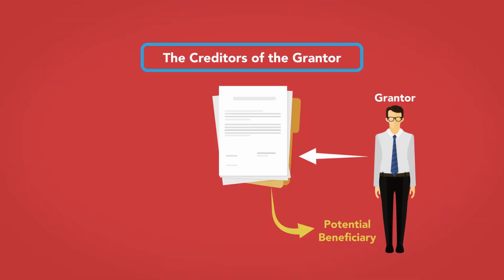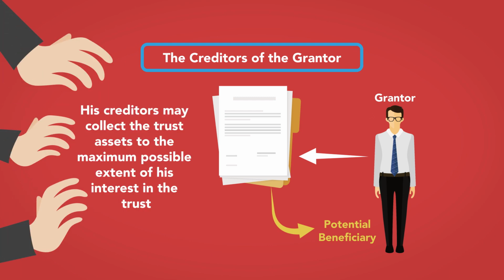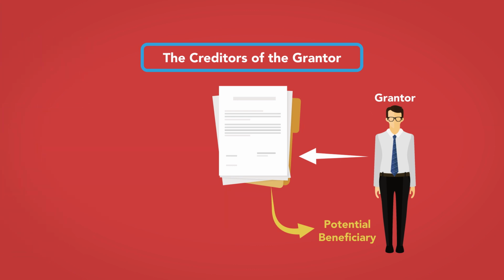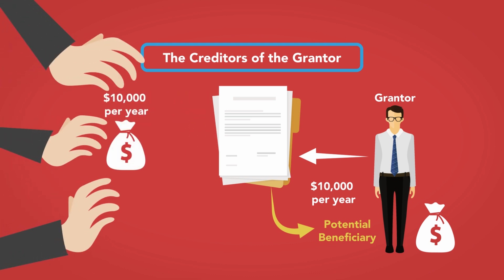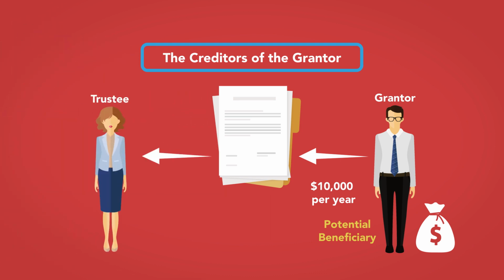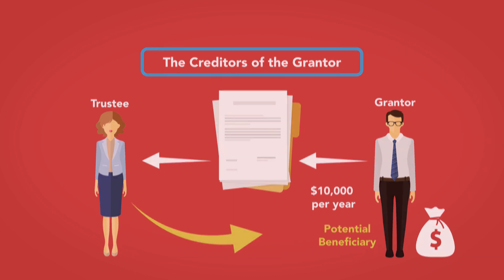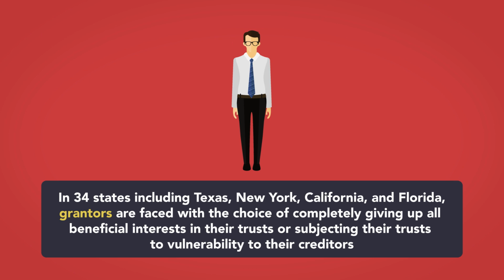If the grantor does have a beneficial interest in the trust, his creditors may collect the trust assets to the maximum extent possible of his interest in the trust. So if the trust may distribute up to $10,000 per year to the grantor, then his creditors can collect up to $10,000 per year from the trust, even if the trust formally requires the consent of the trustee to make those payments to the grantor. So, in these states, grantors are faced with the choice of completely giving up all beneficial interests in their trusts, or subjecting their trust to vulnerability to their creditors.